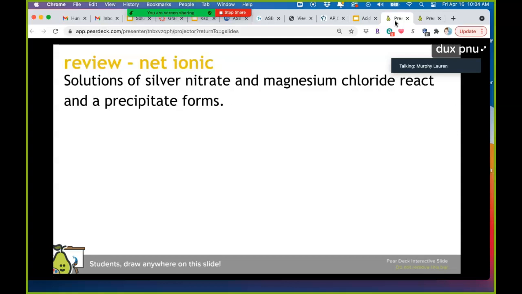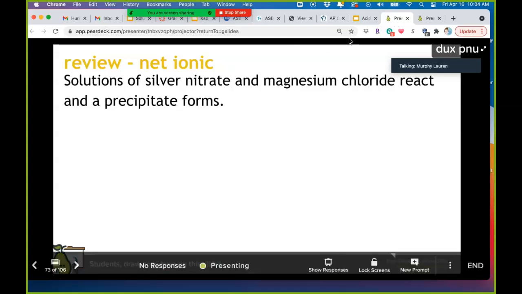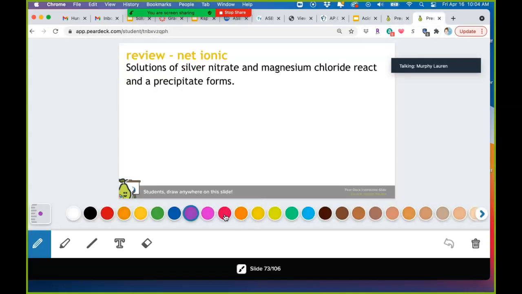I tell you solutions of silver nitrate and magnesium chloride react. And then I tell you a precipitate forms. So the first thing I'd like you to do is see if you can write out the reaction, predict the products, as well as balance. It's been a long time since you've done this. You have to know how to do it, so this will be a nice review. A helpful thing to do is this. And then I would like you to try it before I start working through it.